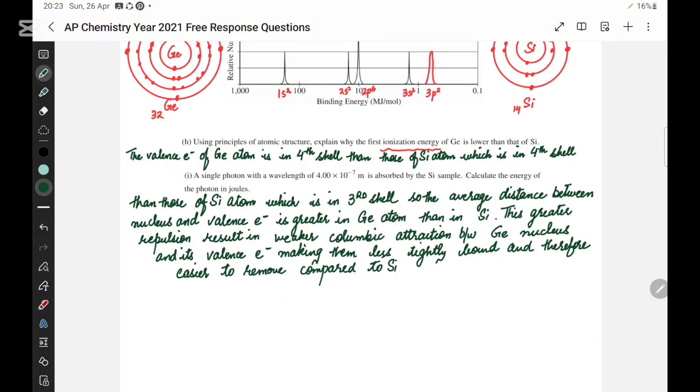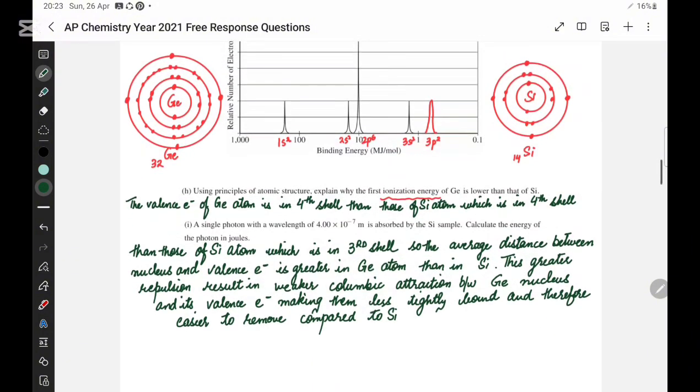This is the right explanation: the valence electron of germanium is in the fourth shell. You can see this is the fourth shell. Those of the silicon atom are in the third shell. So the average distance between the nucleus and the valence electron is greater in germanium than in silicon.